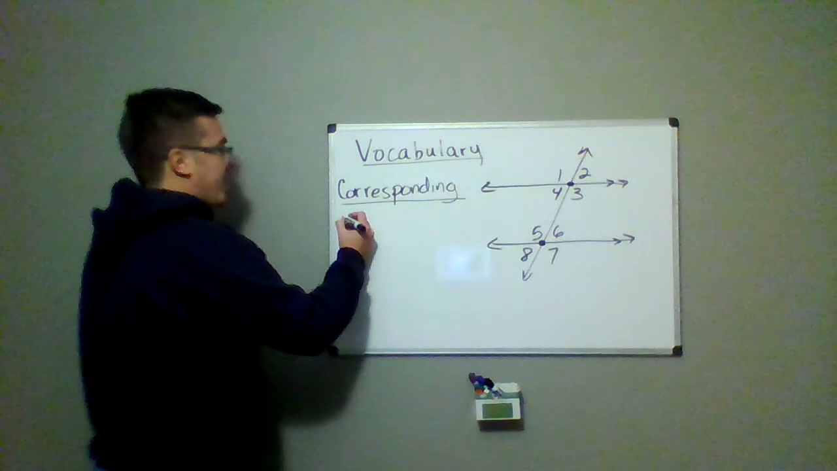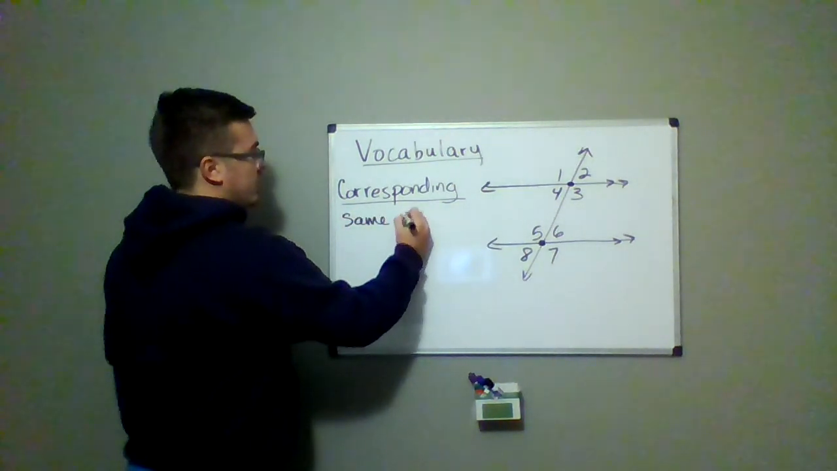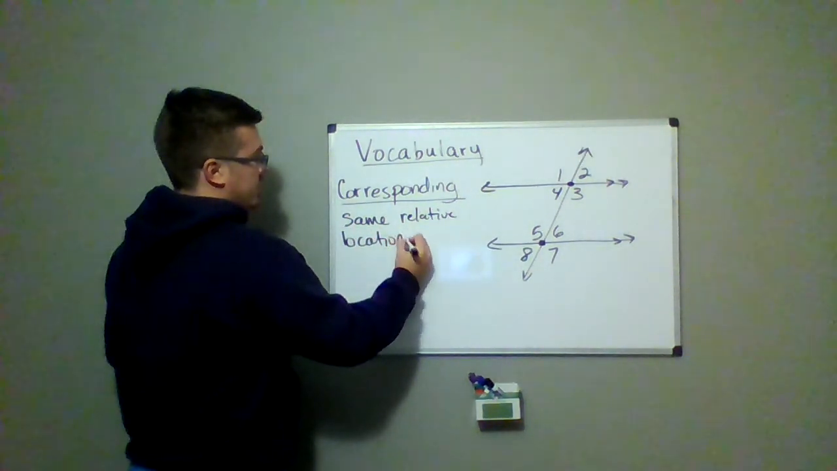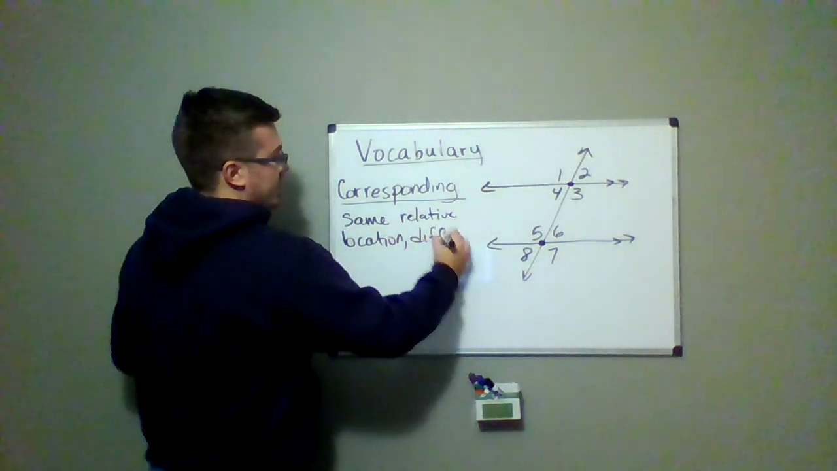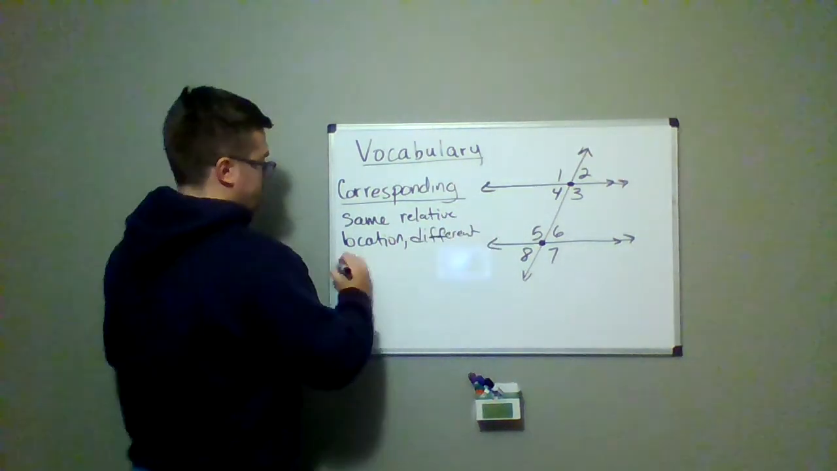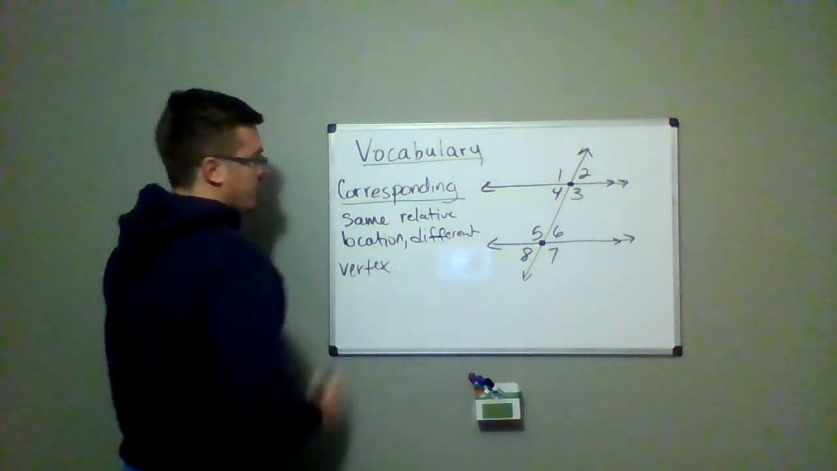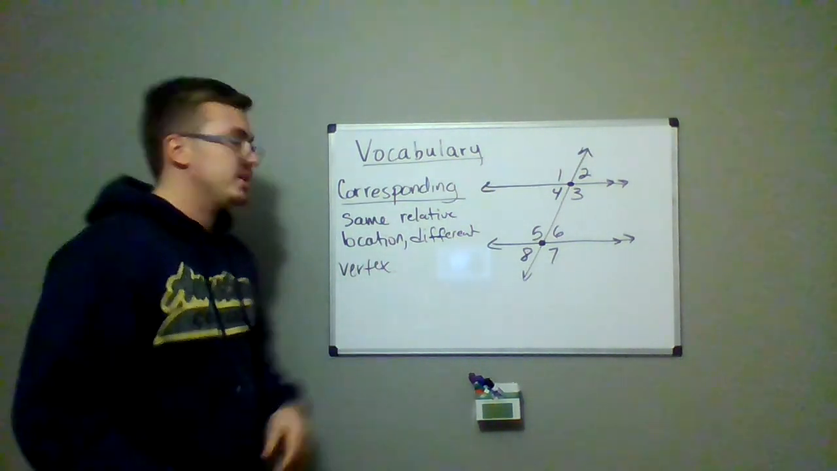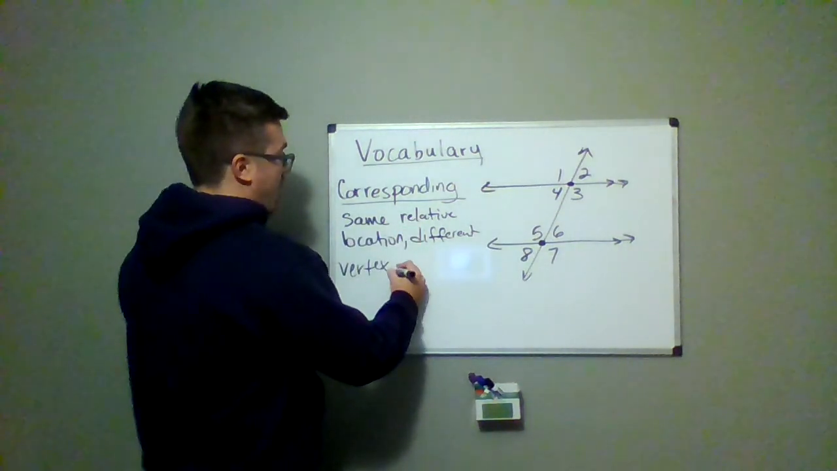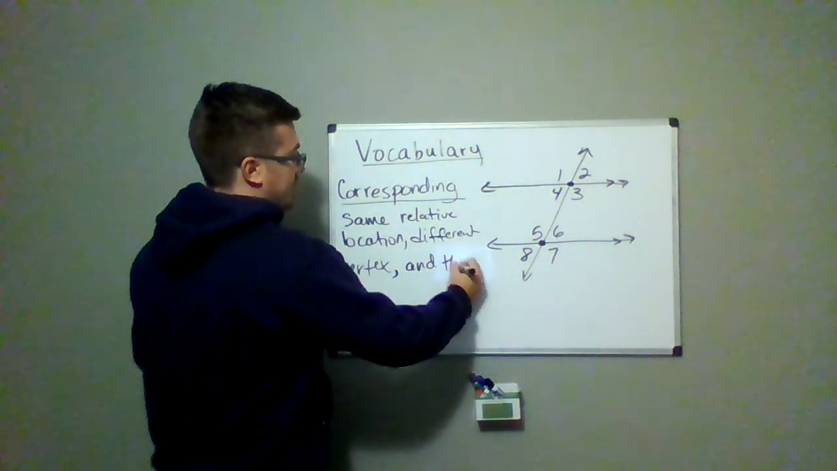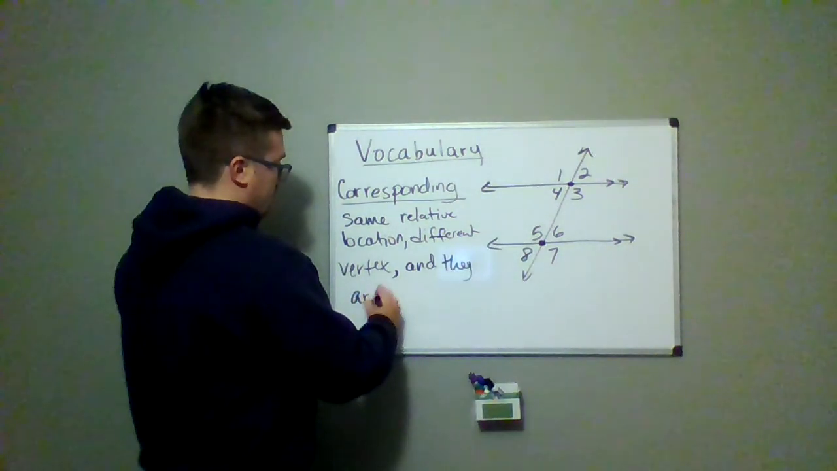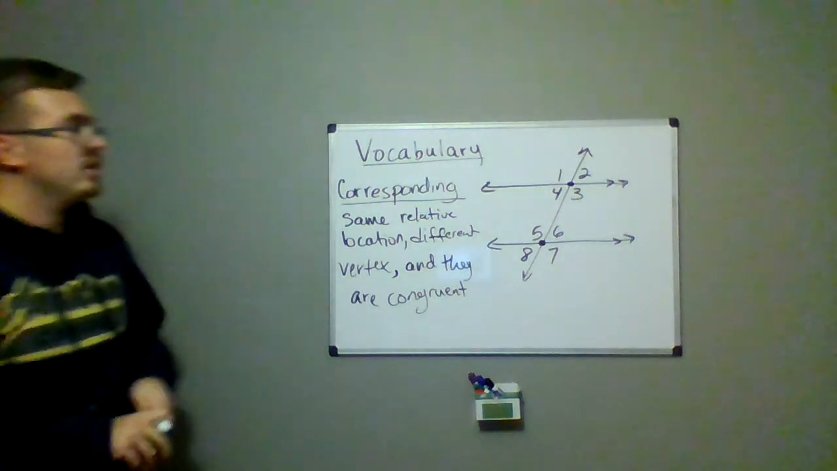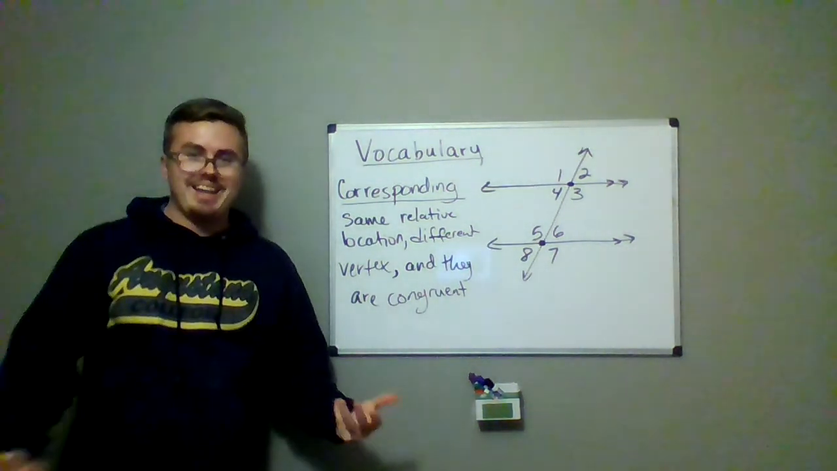So I'm going to write that one down. They're in the same relative location, but a different vertex. And we should also know, based on previous classes, that corresponding angles are congruent, and they are congruent. So when I look at this diagram here, we can start with any angle.